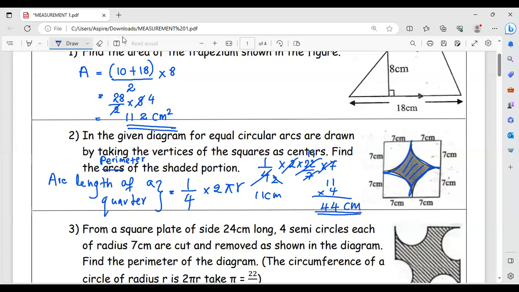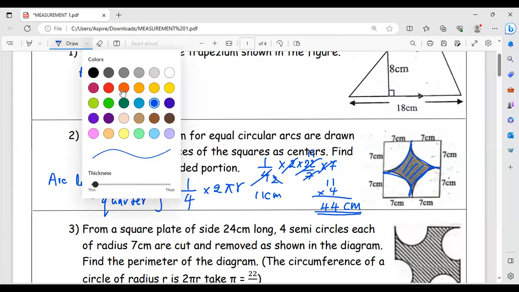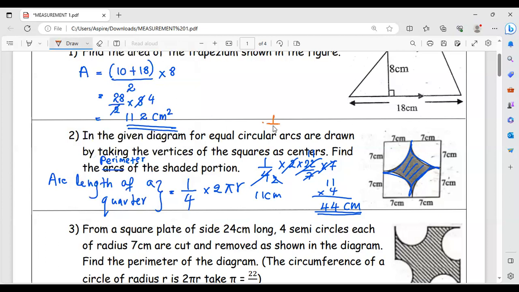Okay, so actually you can find the answer here. You just write 1/4 into 2 into 22/7 into r, which is 7, and also you can multiply it by 4 because there are 4 such arcs. Then 44 centimeters.